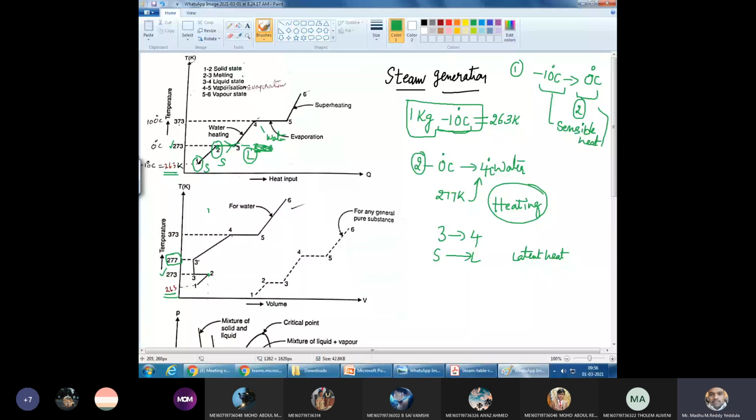The heat required to convert the ice to water, by maintaining the temperature constant, is called latent heat. All of you, please tell me, is it clear? Yes, sir. So 1 to 2 is the sensible heat, 2 to 3 is the latent heat. I am telling the difference once again. Sensible heat is same phase, different temperature. Latent heat means different phases at the same temperature. Clear for all of you now? If phase change occurs, that is the latent heat.